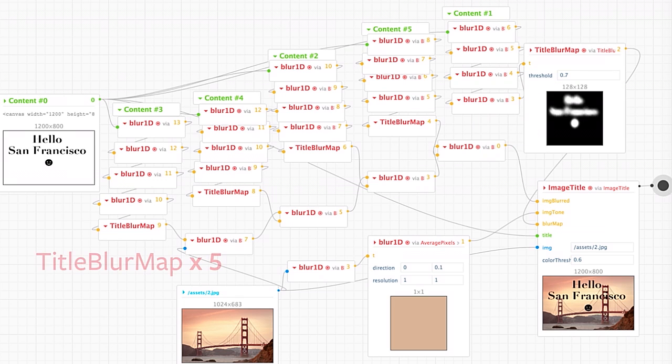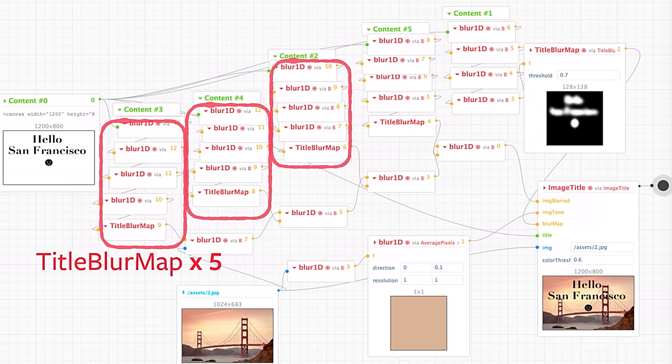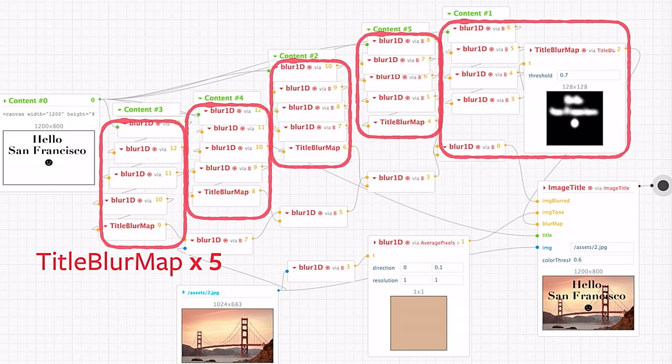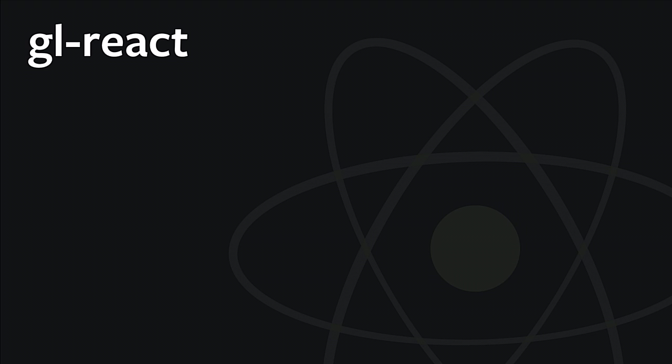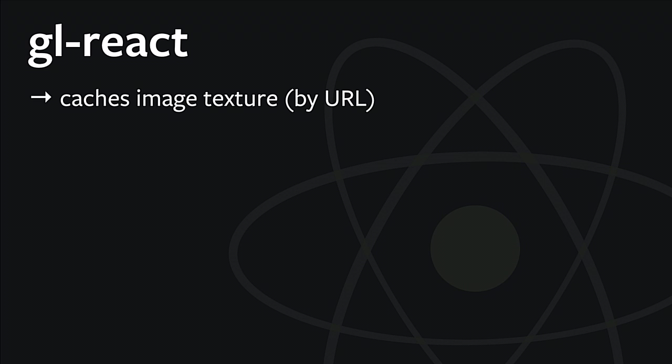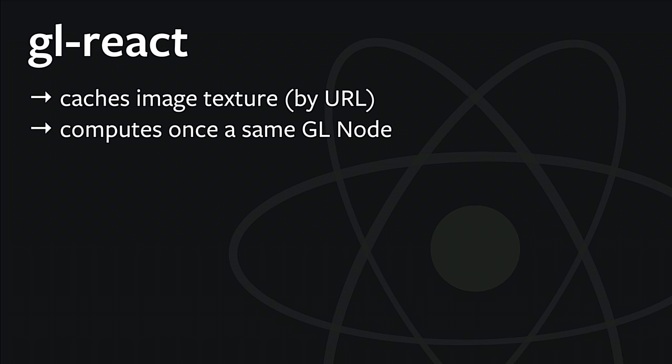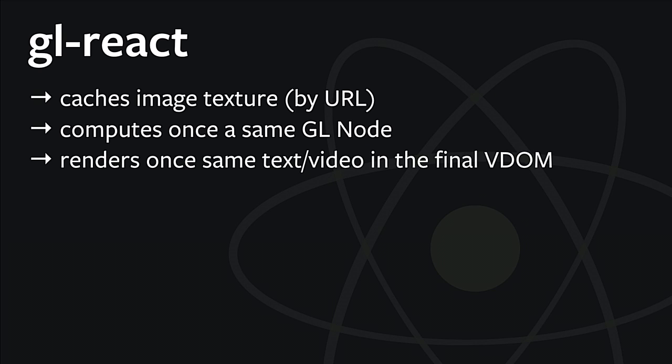And you see that it's not really optimized. We have 5 times the same things. We have 6 times the same rendering of the title. But actually, we can improve that. We can share. We can cache. First of all, we can cache the image. If it's the same node, we can compute it once. And we can also render the text once.